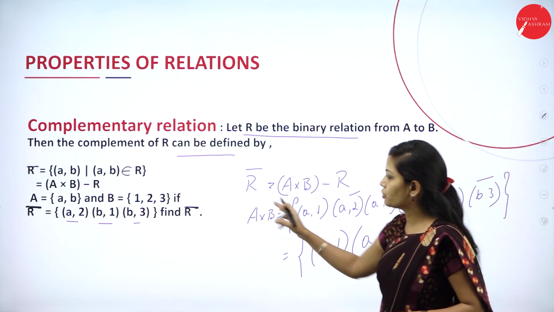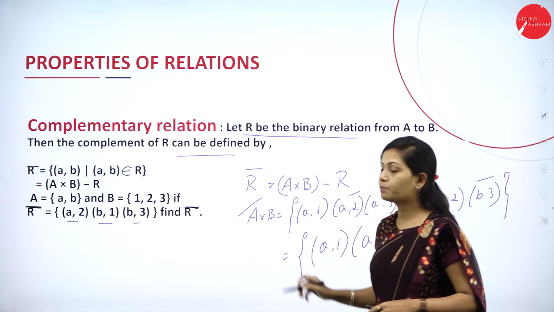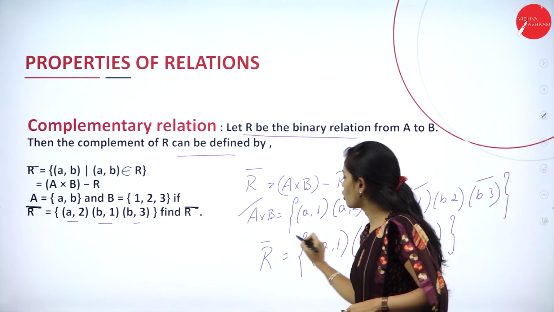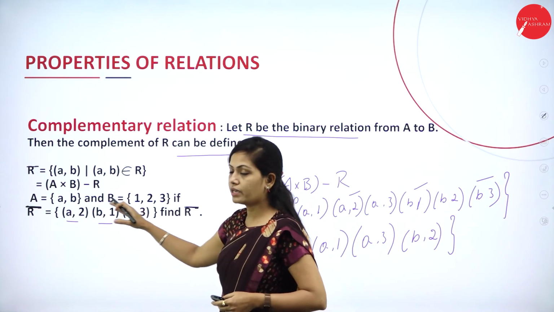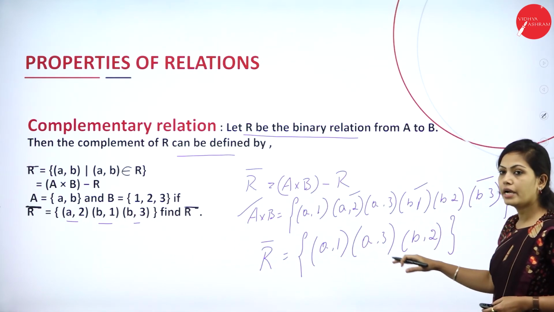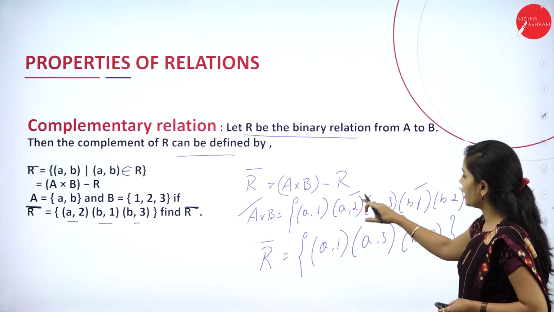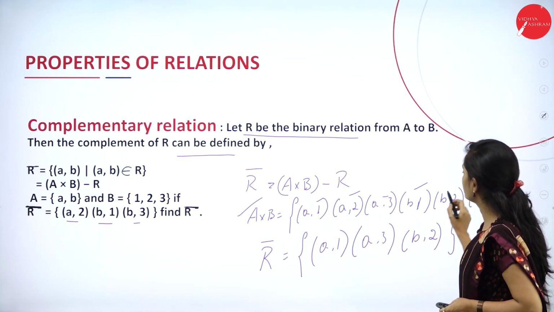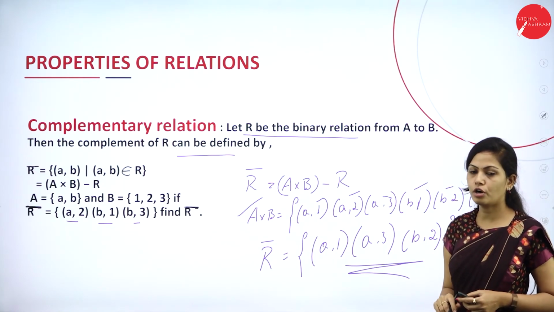So A is equal to {a, b}, B is equal to {1, 2, 3}. First find the Cartesian product of A and B, then you can find R complement. So first check the given R is (a,2), (b,1), (b,3). Except this, you can write the remaining in the Cartesian product. This is called the complement of a relation.